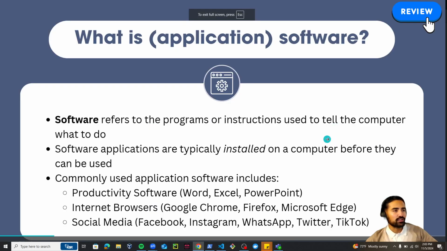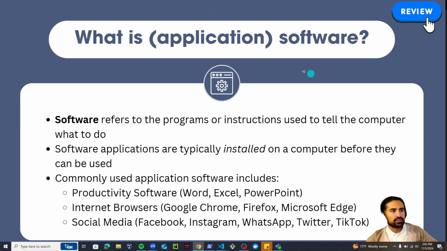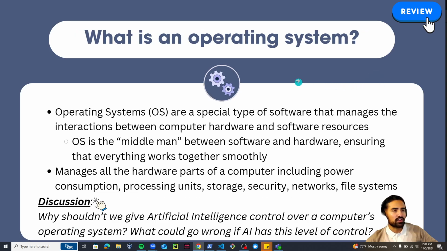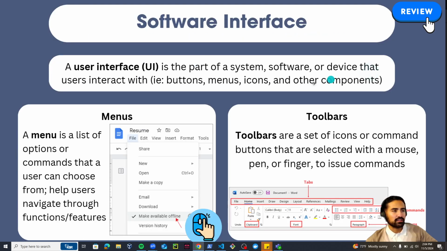So, software systems, a little bit of review. Application software. We've already spent quite a few weeks working with different types of application software. Operating systems are, of course, essential to any software system. We need to know what system they're running on. Is it an iPhone? Is it an Android? Is it Windows? Is it Mac?